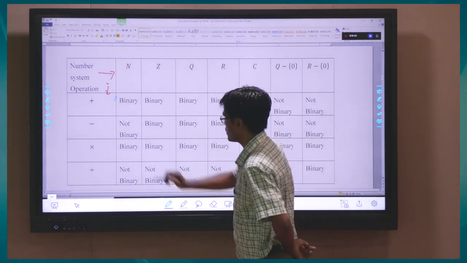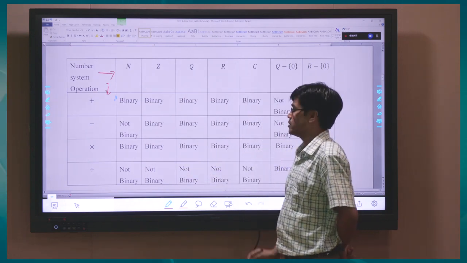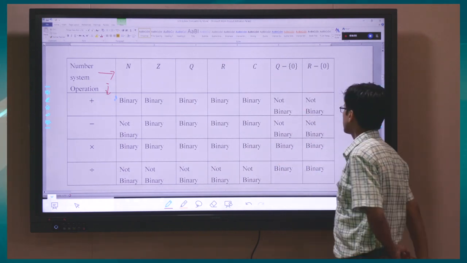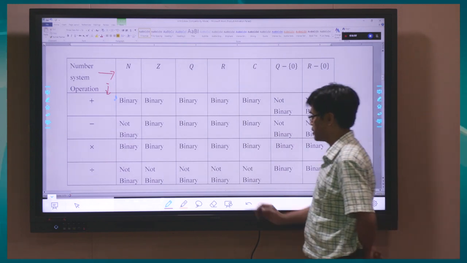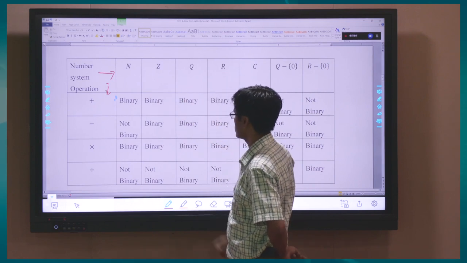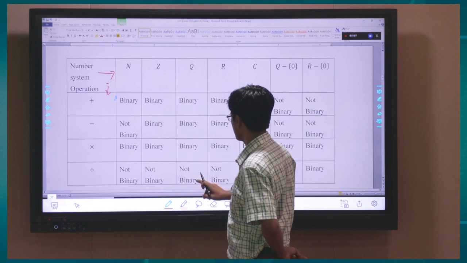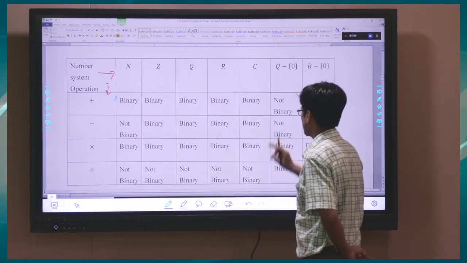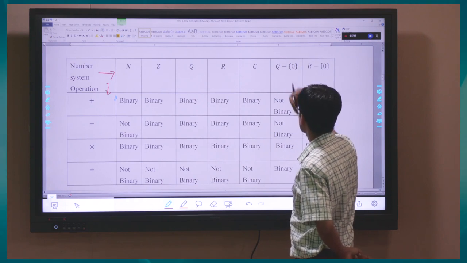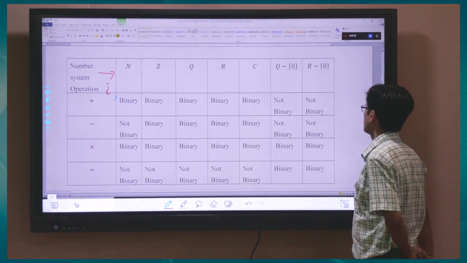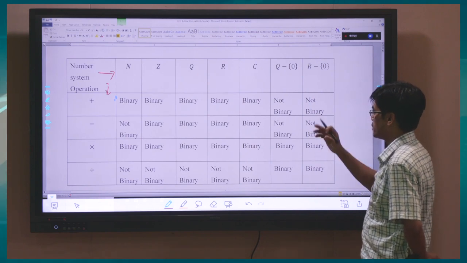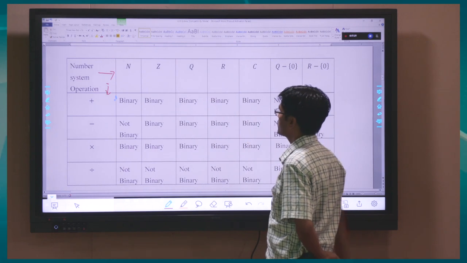Similarly, multiplication is a binary operation on N, Z, Q, R, C, non-zero rational numbers, and also non-zero real numbers. And division is not a binary operation on natural numbers, integers Z, rational numbers, real numbers, or complex numbers, but it is a binary operation on the set of non-zero rational numbers and the set of non-zero real numbers. These are the four operations on different number systems.